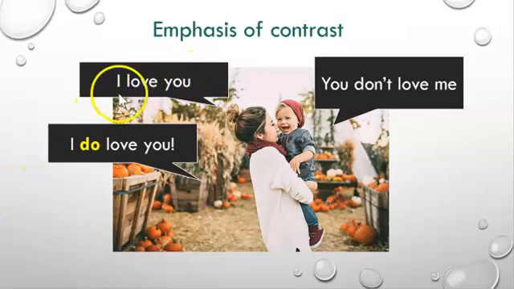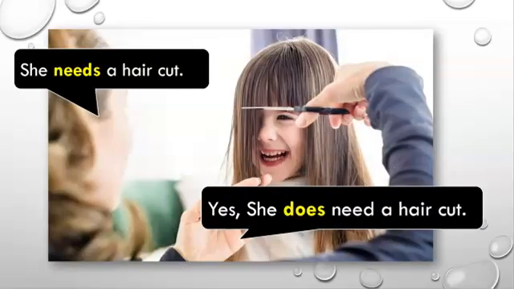This is another example. "I love you. You don't love me." "I do love you." This emphasizes the main verb, so the meaning becomes stronger. I do love you. The emphatic do is far more common in speech than in formal written English, as we said. And the emphatic do is almost always stressed. I do love you. In the third person singular, we use does.